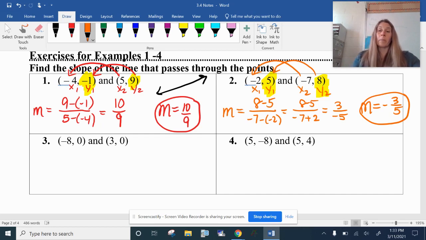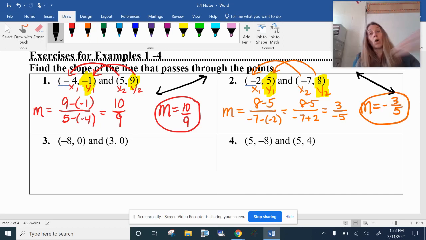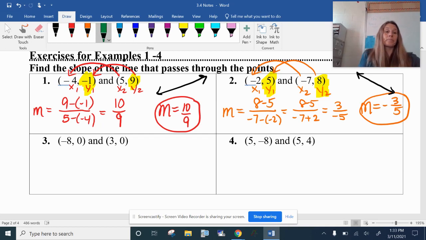It's the same thing. Now for this one, because I have a negative slope, that means my line is going to fall from left to right or go downward like that. So even without looking at it on the graph, I know that that's what I would expect to see. All right, next one, x1, y1, x2, y2.